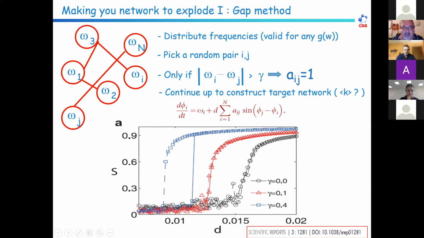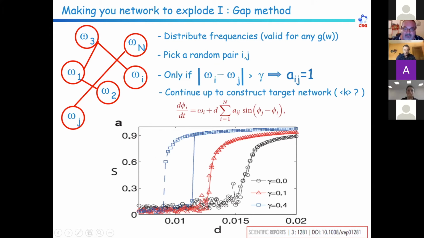So now the system gets frozen in the incoherent state, and for this value of D it jumps to the coherent, synchronous state. And when you do the opposite, you start from the synchronized state, and you see that you have another jump, but this jump is at a different value of D. So you have an explosive synchronization with hysteresis.